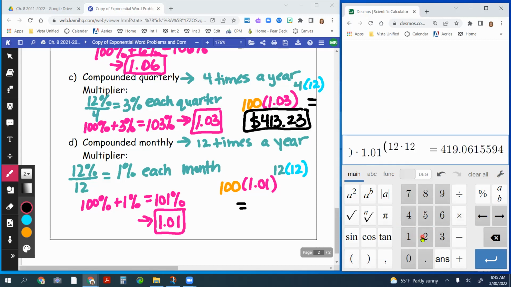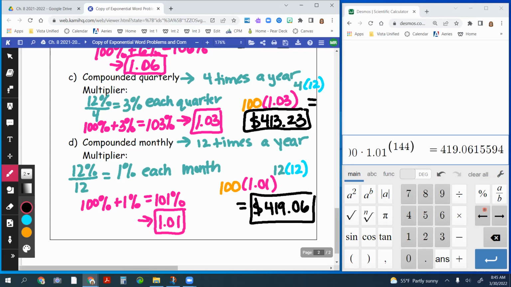So anytime you have something that's multiplying or adding or something like that in your exponent, you want to be careful, okay? And put parentheses, otherwise it drops down. Or we can put in the 144. So we end up with $419.06.